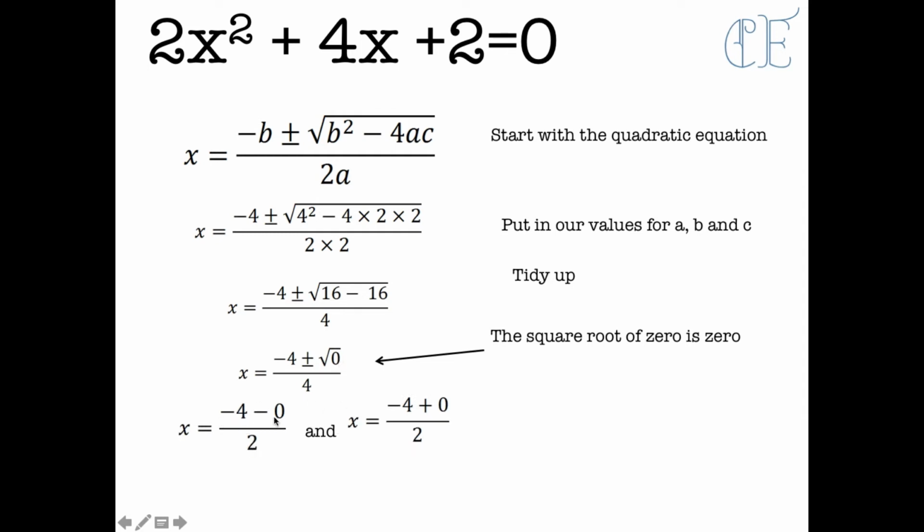Minus 4 minus 0, okay, so we can say the square root of 0 is 0, divided by 2, and minus 4 plus 0 divided by 2. We end up with x equals minus 4 over 2. So that means x equals minus 2. This means that the curve on the graph would only hit at one point, which is minus 2 on the x-axis.